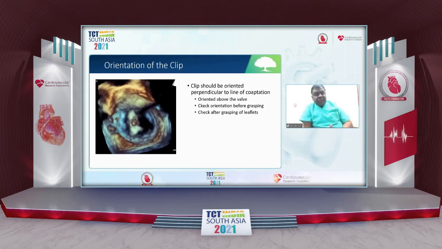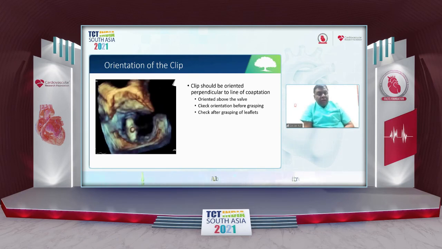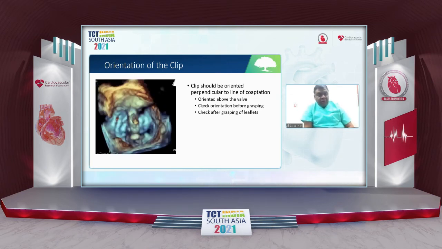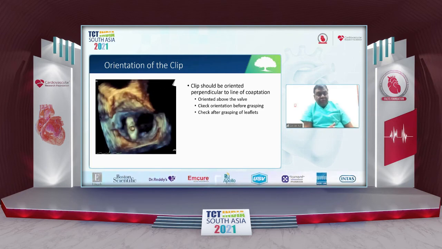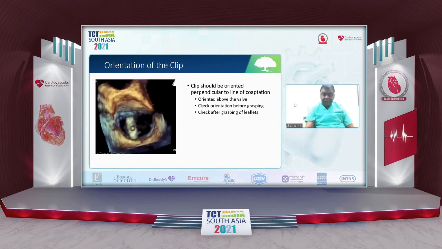Orientation of clips. This is very critical while we do this procedure, that you orient the clip correctly, perpendicular to the line of coaptation of the leaflets. And here is an example of where we are orienting the clip exactly perpendicular to the line of coaptation, which prevents distortion of the valve.